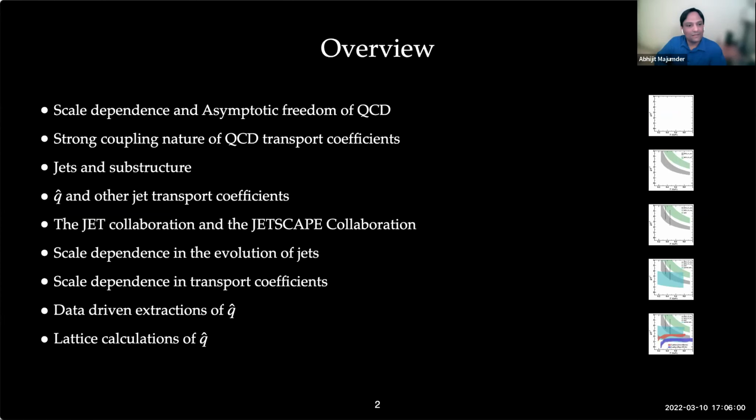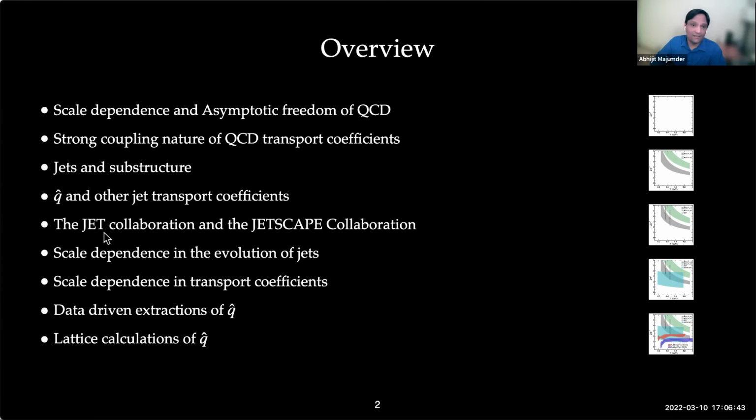So this is an overview of the talk. It's not the order in which the talk is going to go. It's sort of the topics that I will be covering. So, some introduction to scale dependence and asymptotic freedom, which probably everybody here knows about. But I just say that to start the story, and then we will get into different jet transport coefficients, but focus our attention on the leading jet transport coefficient, which is often called Q hat.